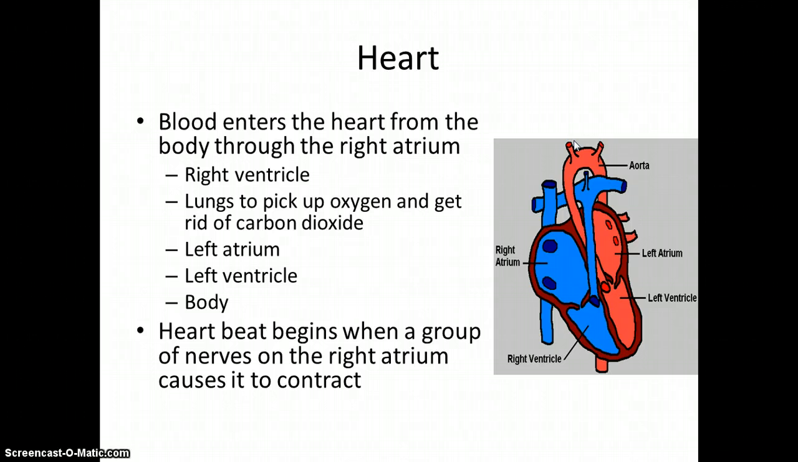A group of nerves on the right atrium causes the atrium to contract. The message then travels to the ventricles, causing them to contract a fraction of a second after the atria. This is why the heartbeat sounds like a thump-thump instead of just one thump.